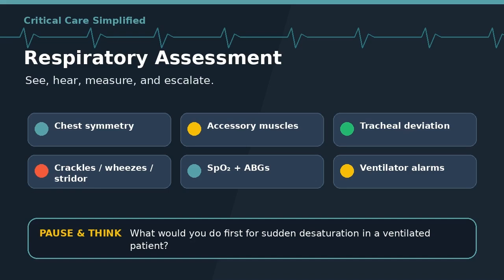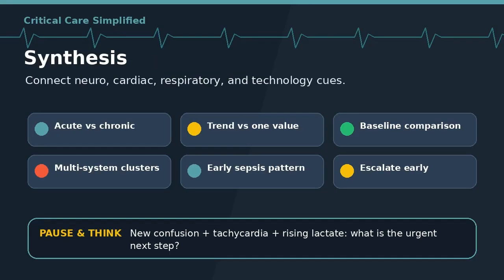Expert ICU assessment is not just a set of separate system checks, it's synthesis. Sudden confusion with a new arrhythmia may reflect decreased cerebral perfusion. Increasing heart rate, rising CVP, and worsening hypoxia may point toward fluid overload, right heart strain, or worsening pulmonary disease. Fever, hypotension, confusion, oliguria, mottled skin, and elevated lactate can form an early sepsis pattern. Technology should never replace your hands-on exam, but it can strengthen your interpretation when you integrate it correctly.